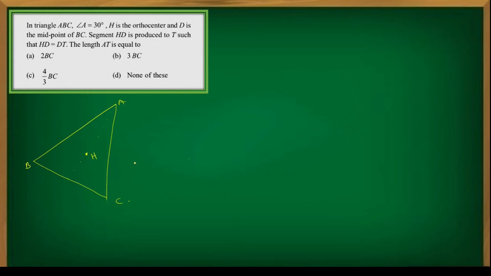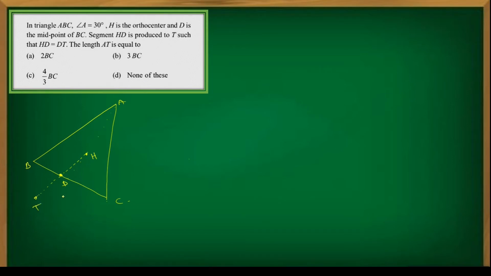And the midpoint of BC is D. Let us suppose here we have D. It's not looking like a midpoint, but suppose that D should not coincide now. HD is produced to T such that HD is equal to DT.